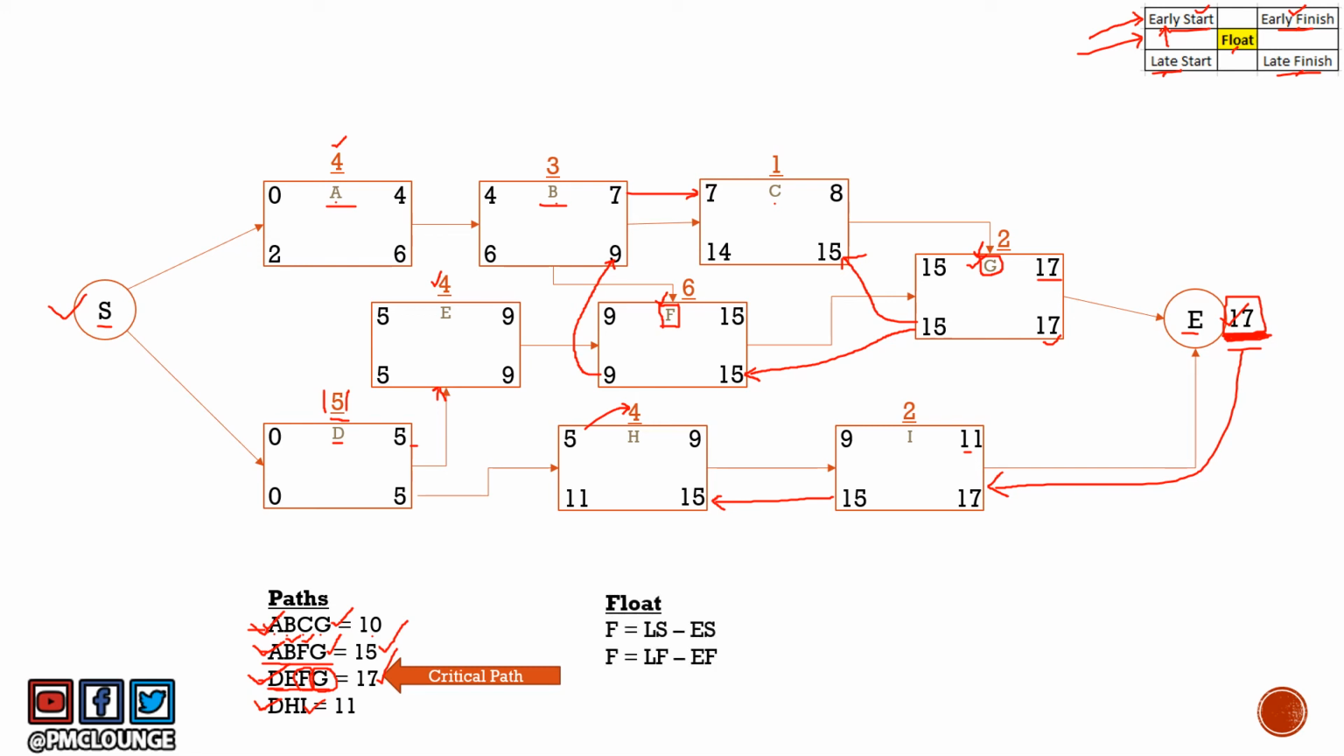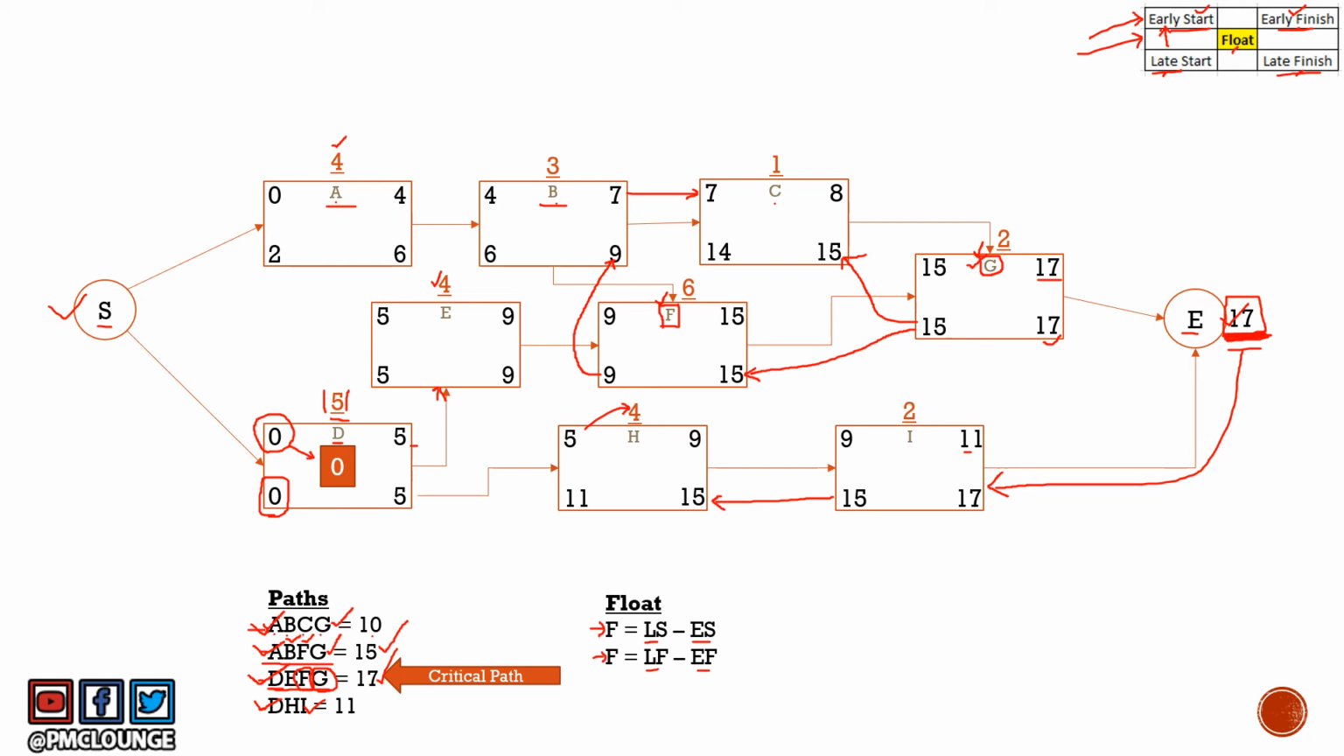Now, to calculate float, the formula of float is late start minus early start, or late finish minus early finish. There are two formulae, but remember that both these formulae should give you the same result. So let's start by calculating it for our critical path activities D, E, F, G. Starting off with D, late start is 0, you subtract early start, which is also 0. So the value of float is 0, right?